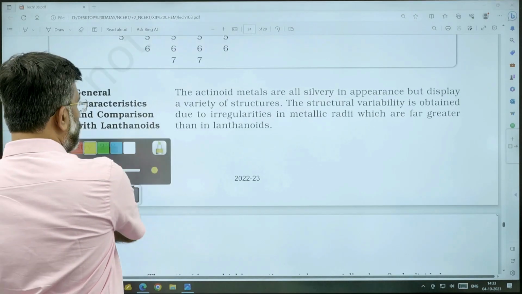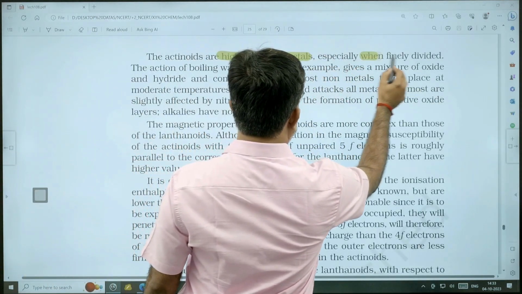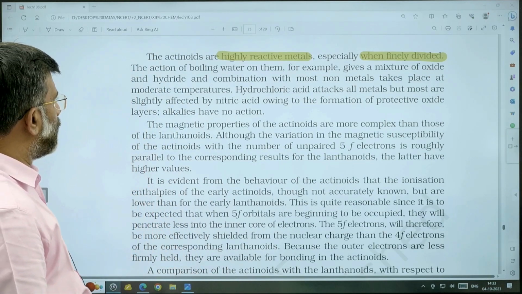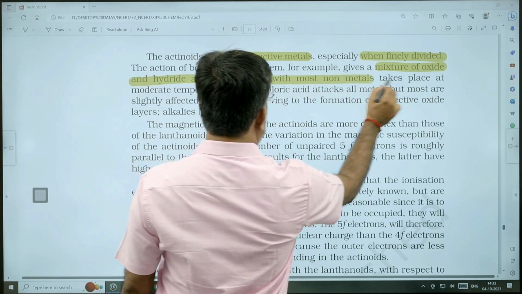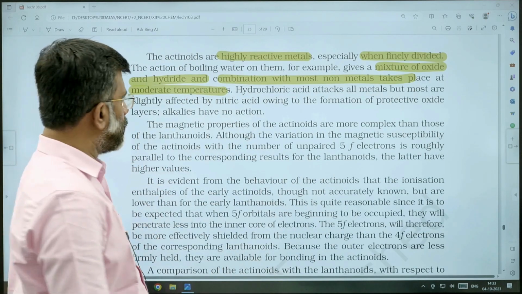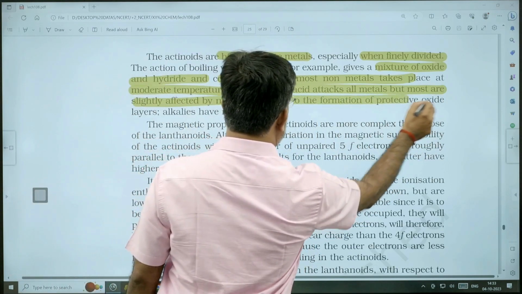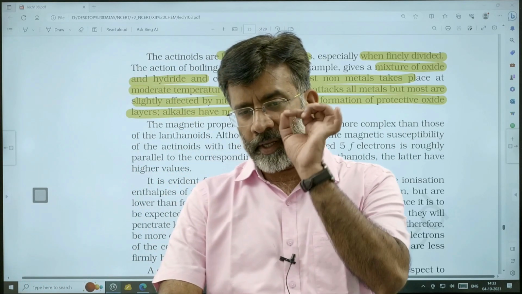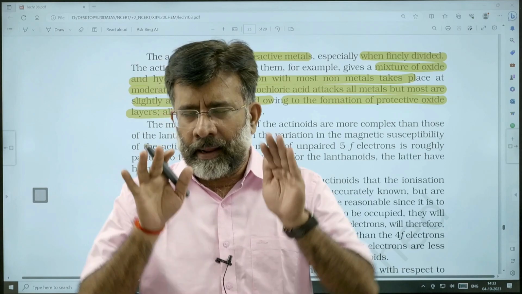They are all silvery in appearance. Highly reactive, especially when finely divided. The action of boiling water gives, for example, a mixture of oxide and hydride. Combines with most of the non-metals at moderate temperatures. Hydrochloric acid attacks all metals, but most are slightly affected by nitric acid. No action on alkalis. So three important points come under reaction with hydrochloric acid, just like active metals. So they are active in nature.